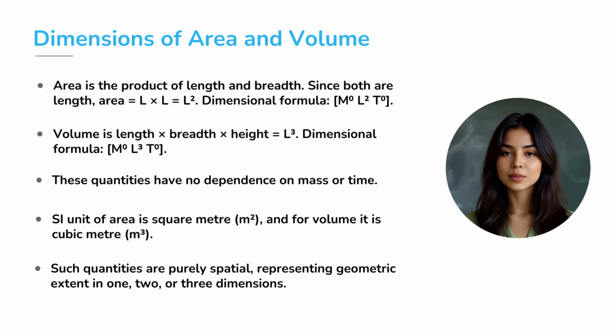Volume is length multiplied by breadth multiplied by height. That is L cubed. So its dimensional formula is m to the power 0, L cubed, t to the power 0. The SI unit is cubic meter. Notice here that both area and volume do not involve mass or time. They depend purely on space. They are spatial quantities that measure extent in 2 and 3 dimensions.